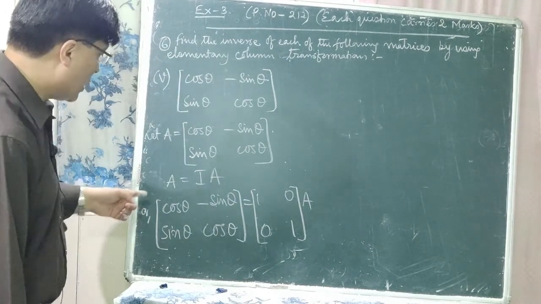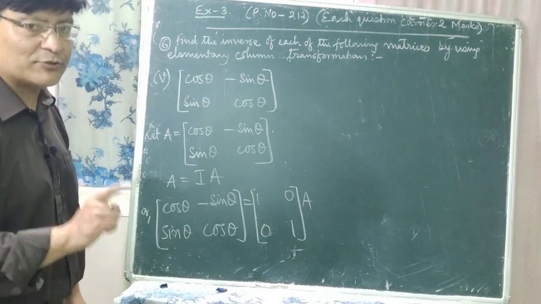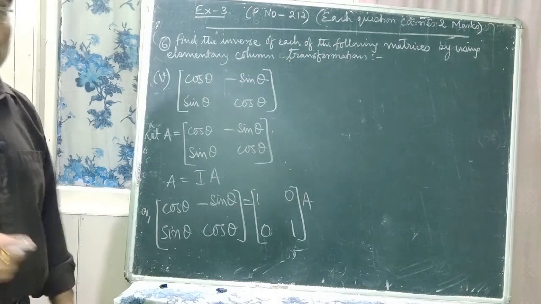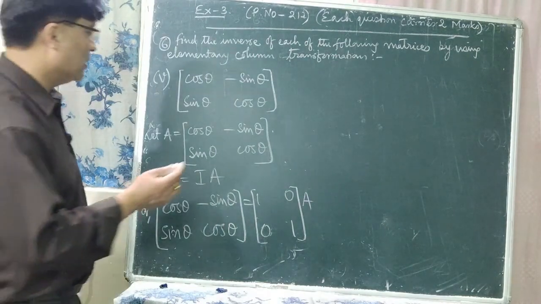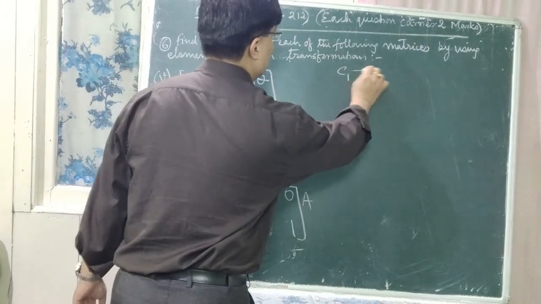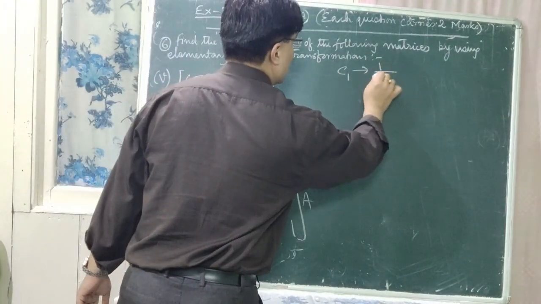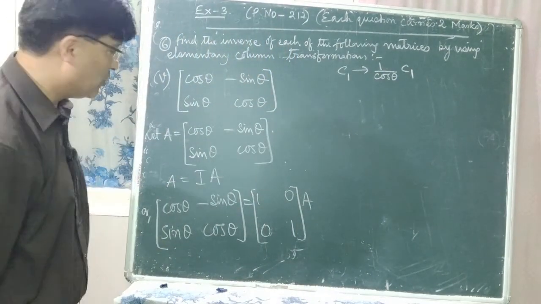Okay, so how can you make this cos theta 1 using elementary column operations? How do we make this cos theta 1? We have to divide cos theta by cos theta, right? That means C1 is equal to 1 by cos theta C1, right?